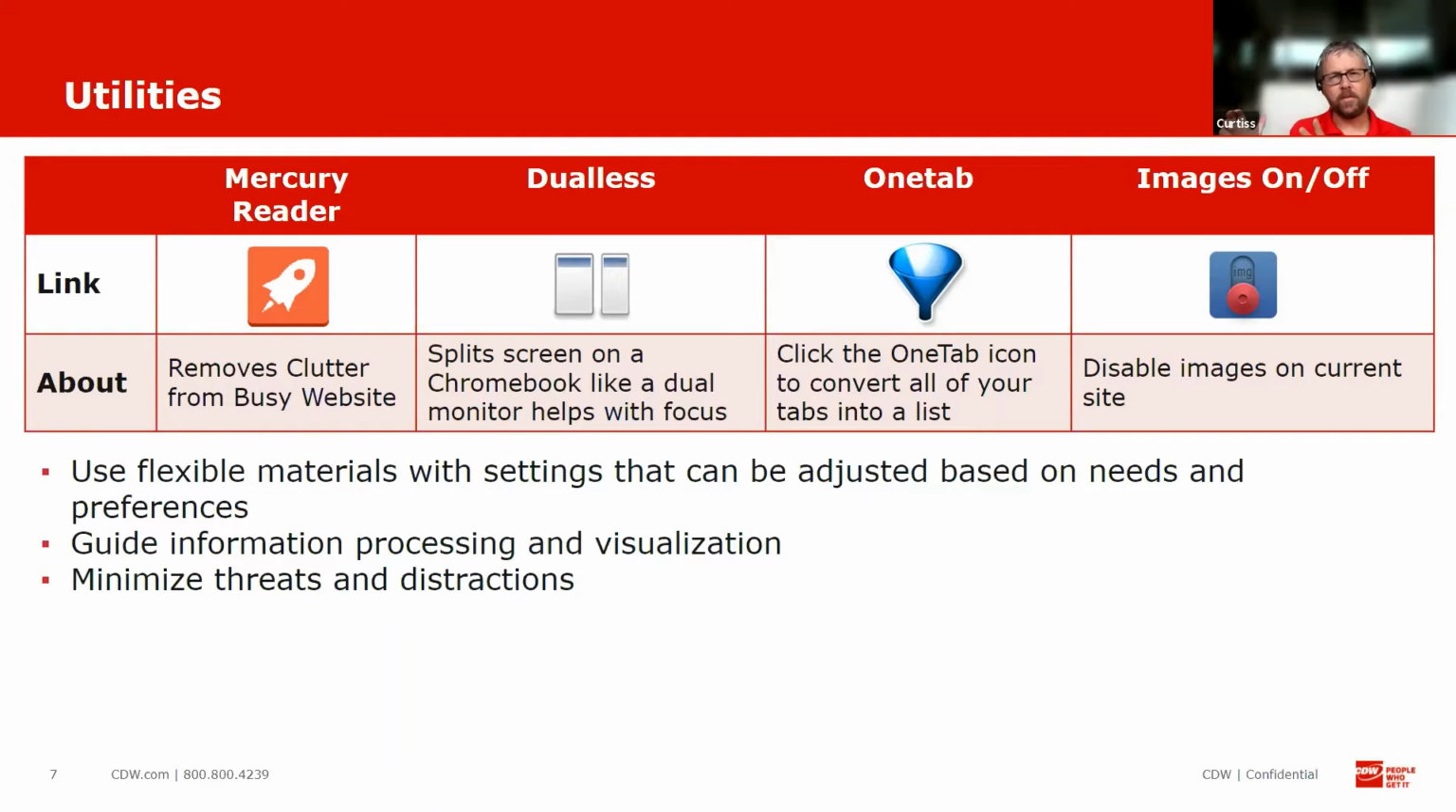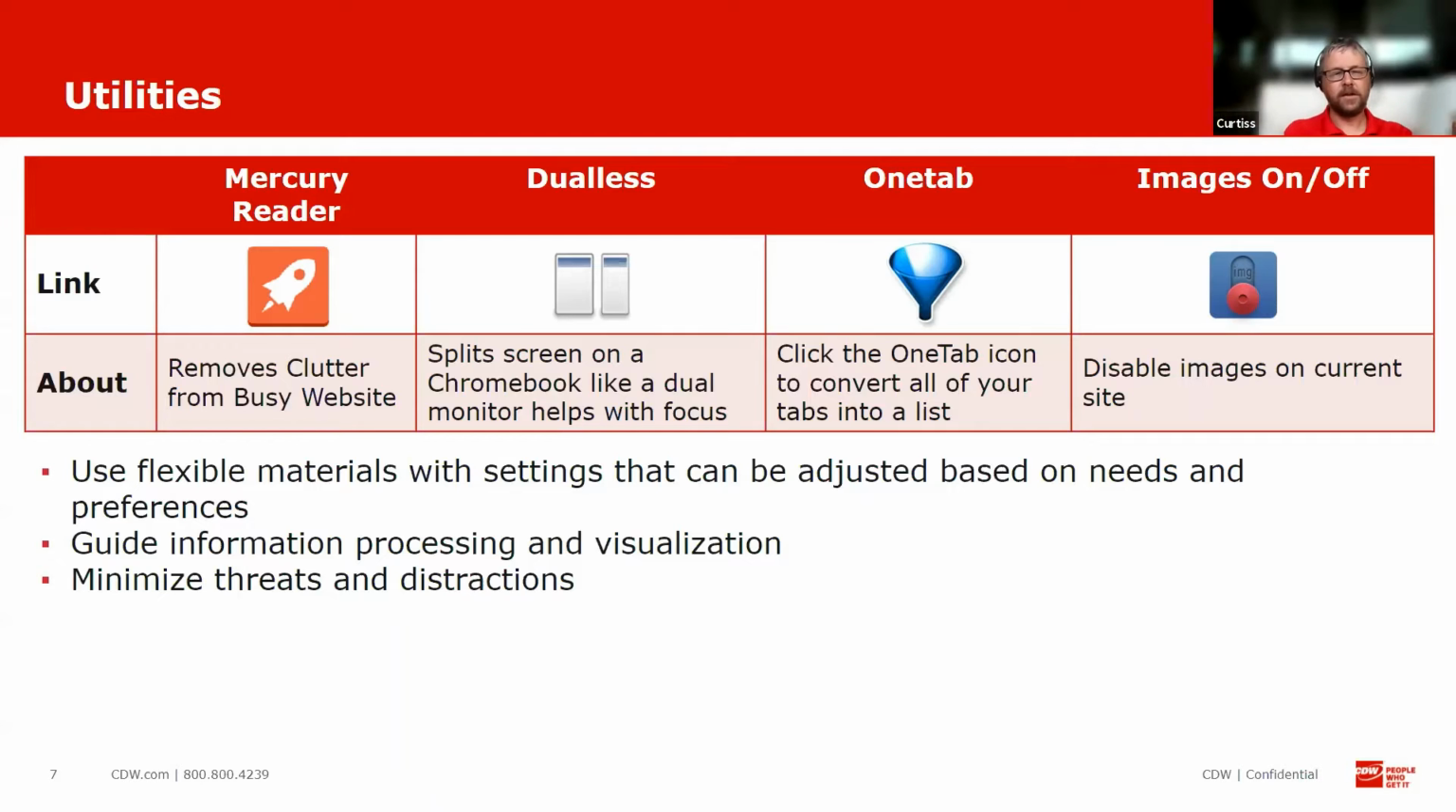One Tab is one of those nice tools where it just takes all the tabs. If you're a big tab person like me, I use it to keep track of all my stuff. But as a teacher, you could go through and find all the sites you want your student to go to, hit One Tab, and it puts it in a link that you can then send to your students and they can work off. So they don't have to search the whole time. Last one here, very simple, Images On and Off, does exactly what it says. On a website, it turns images off and on.